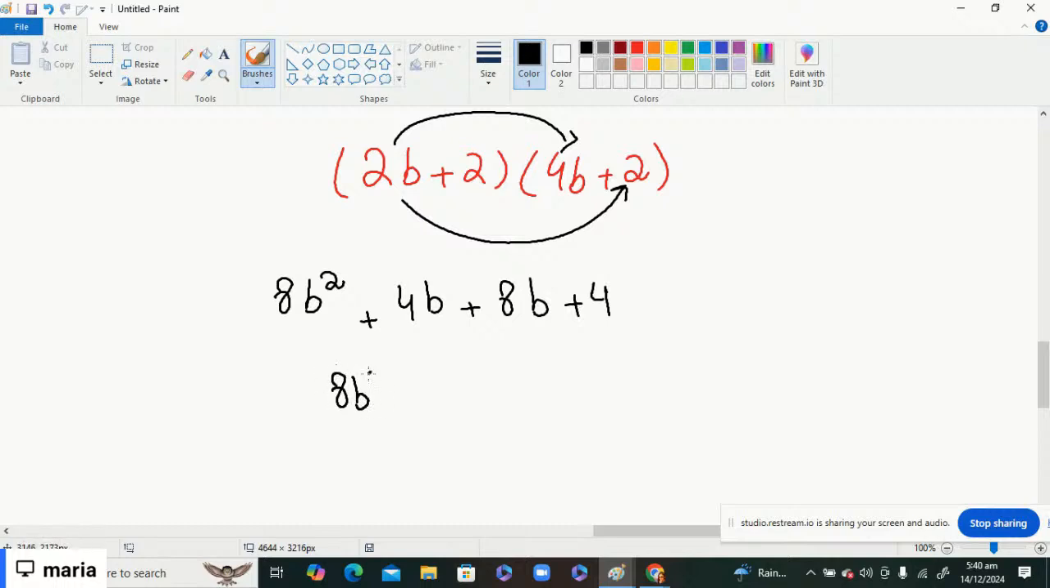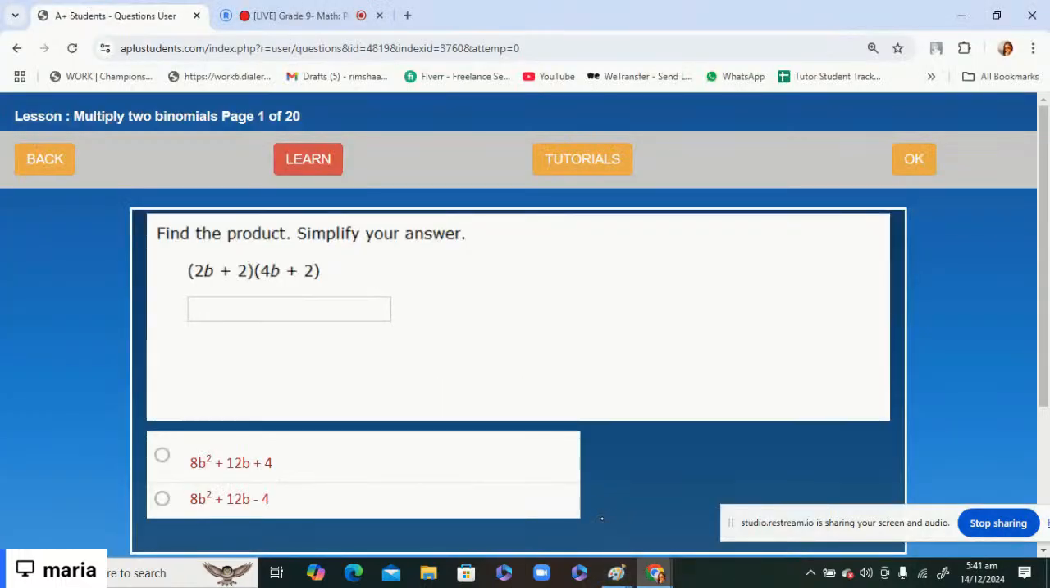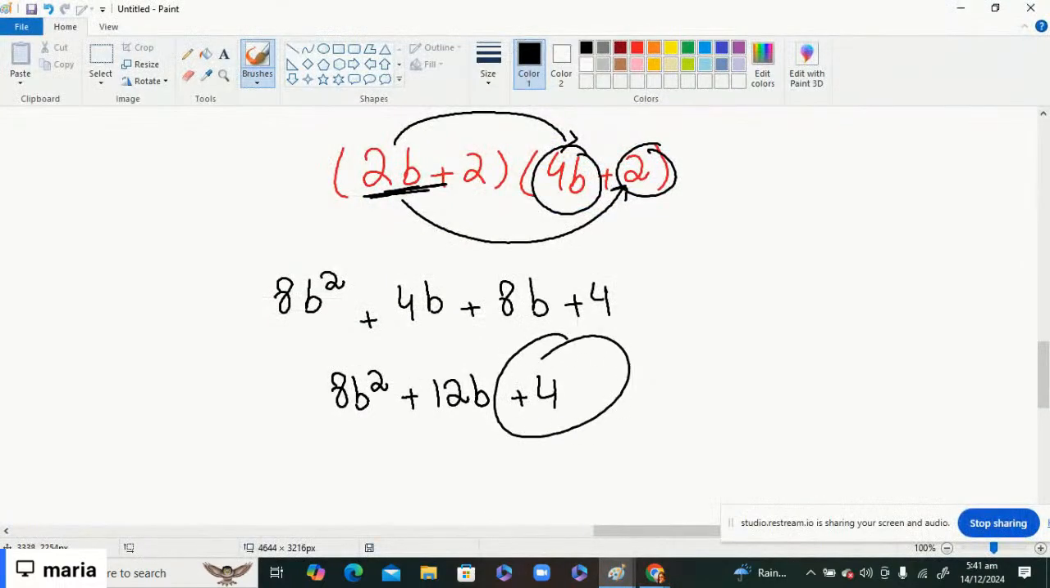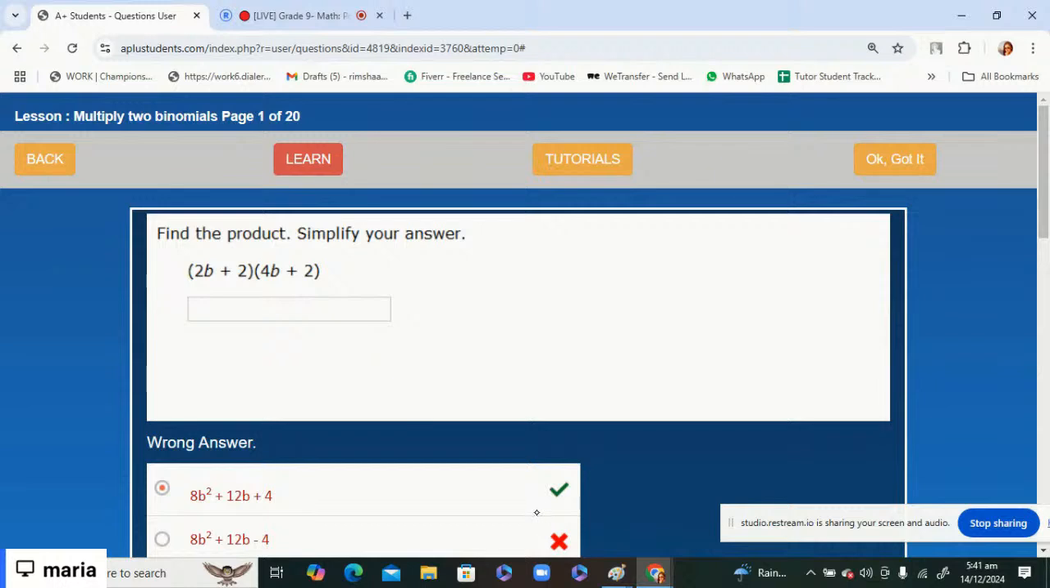Now 8b square as it is, plus signs. 8 plus 4 is 12b, and then plus 4. This is the way that you are going to multiply the terms. Okay, first we're going to multiply this with that, then this with this one. Let's see the answer. 8b square plus 12b plus 4. Here is the answer. I just put it here plus, and then here we're gonna do the negative one.